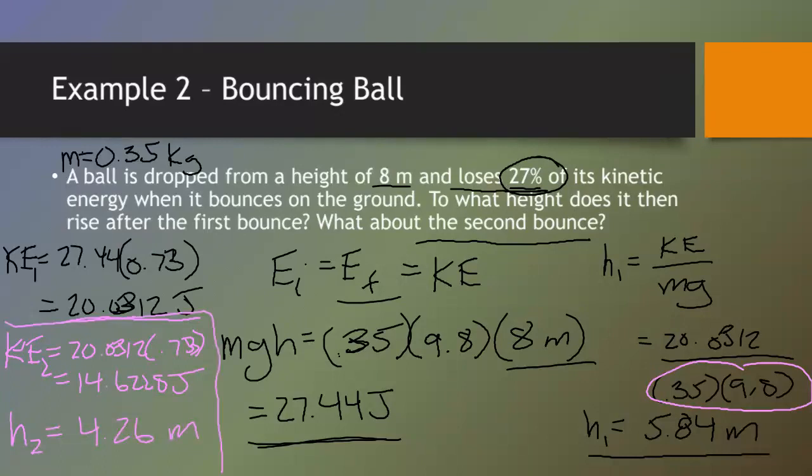And so you could continue this process until you got to the point where the ball stopped bouncing very high up off the ground. Eventually, this 27% would change if this was real life.